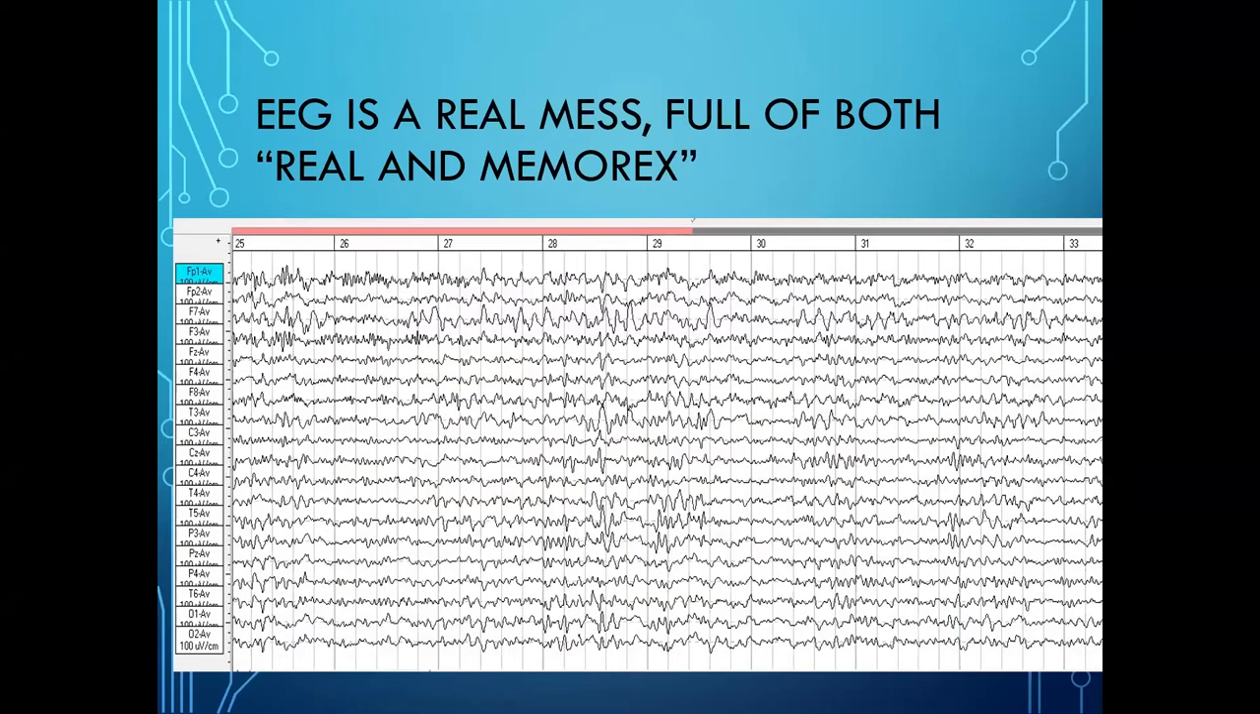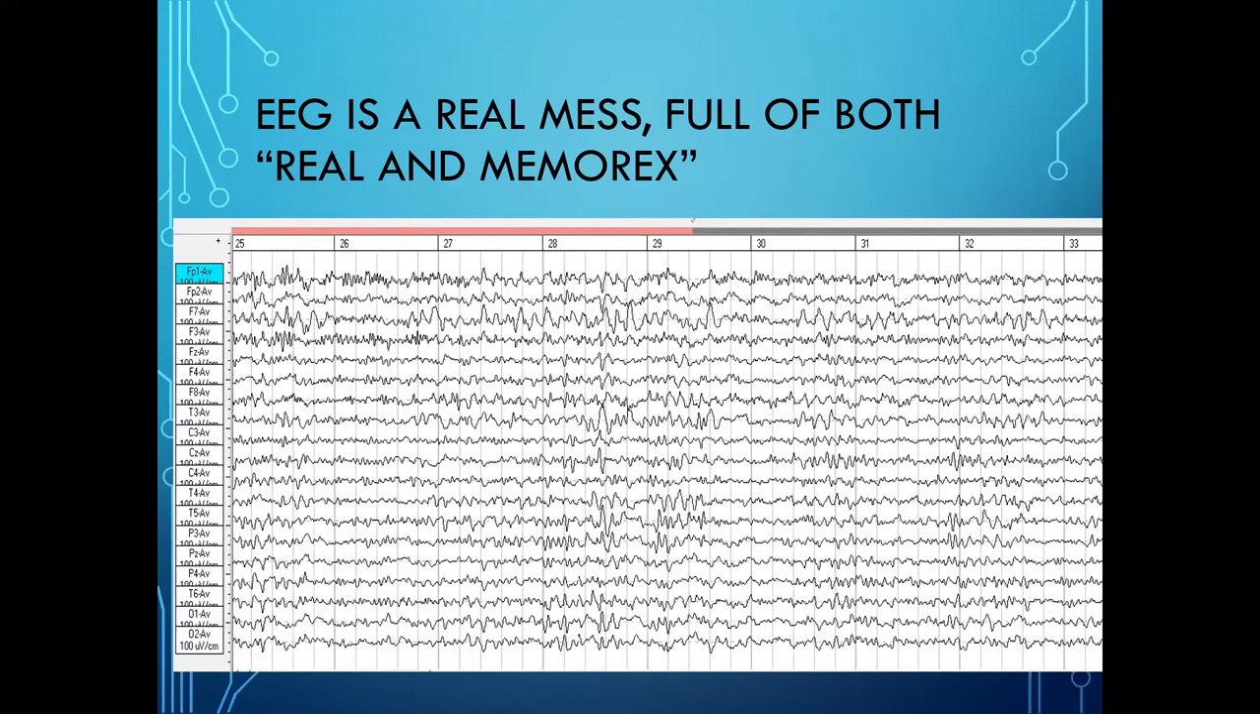EEG is really a mess. Anybody that's looked at EEG very long realizes that it's full of subtle eye movements, it's full of dramatic eye movements, it's full of actual medical findings, it's full of artifacts like muscle and pulse and movement. And, you know, it's a mess. It's full of real and Memorex, and the ability to separate one from the other ends up being important. It's critical as a feature in order to actually do a good job of analyzing.